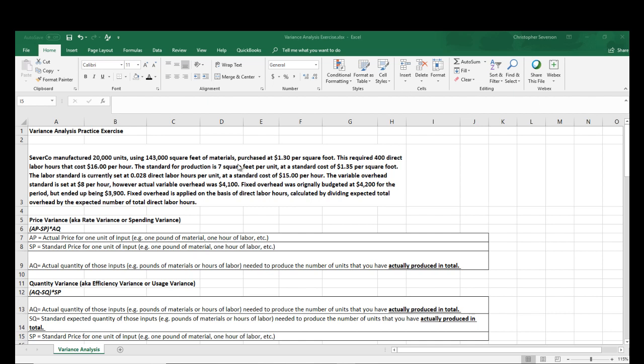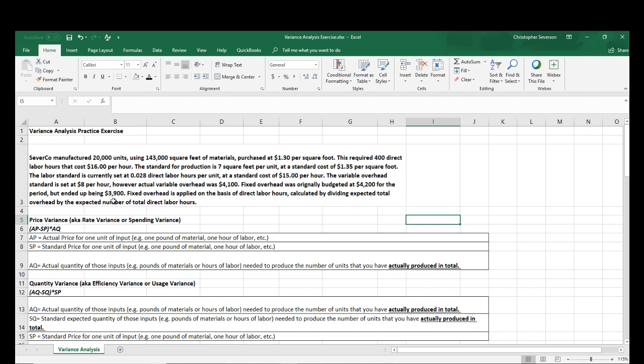So let's take a look at our information here. We have quite a bit of information, and I've set up a template to show you a couple of different alternatives depending on what the textbook problem is giving you. So in this case, the company has manufactured 20,000 units using 143,000 square feet of materials, whatever it happens to be. It was purchased at $130 per square foot. This required 400 direct labor hours that cost $16 per hour.